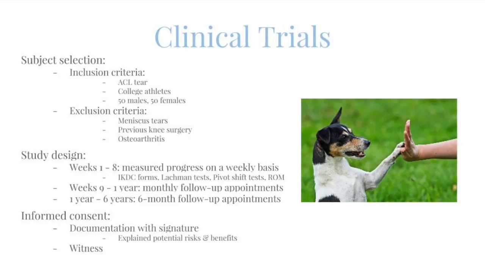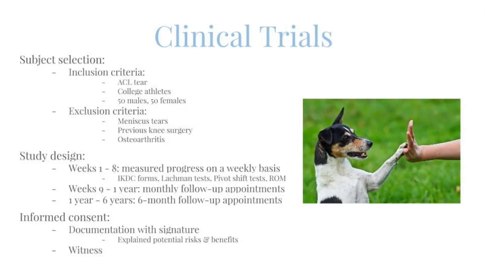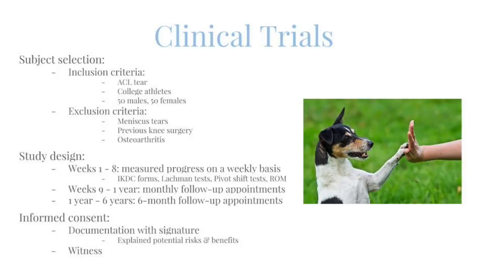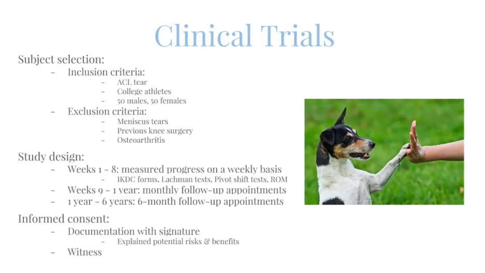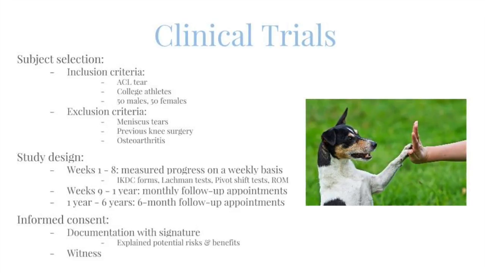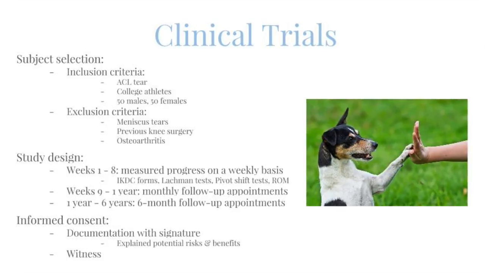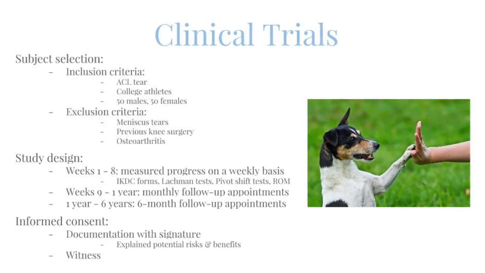For our clinical trials, we selected subjects based on different inclusion and exclusion criteria. The inclusion criteria included college athletes with ACL tears, 50 of them being males and 50 of them being females. The exclusion criteria was meniscus tears, previous knee surgeries, and osteoarthritis. In our study design in weeks 1 through 8, we measured progress on a weekly basis using the IKDC forms, the Lachman test, the pivot shift test, and a range of motion test.